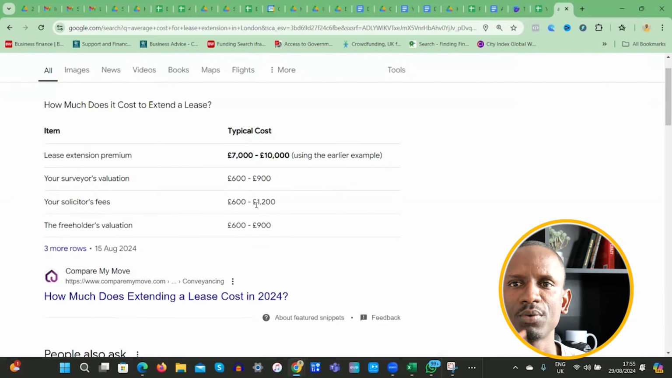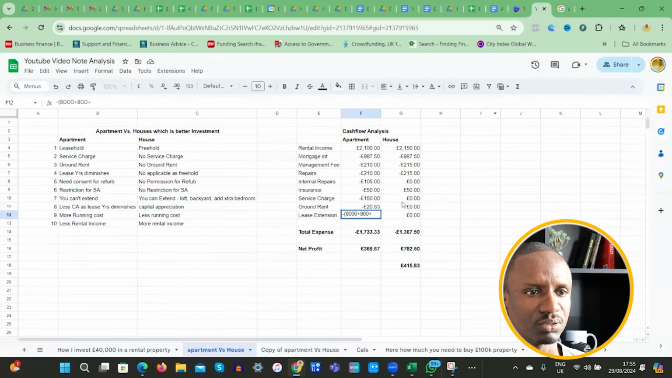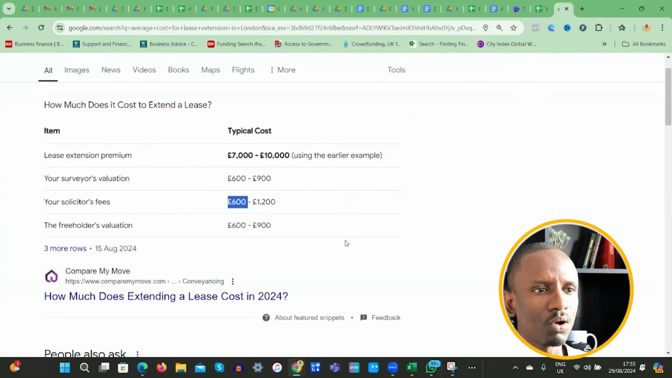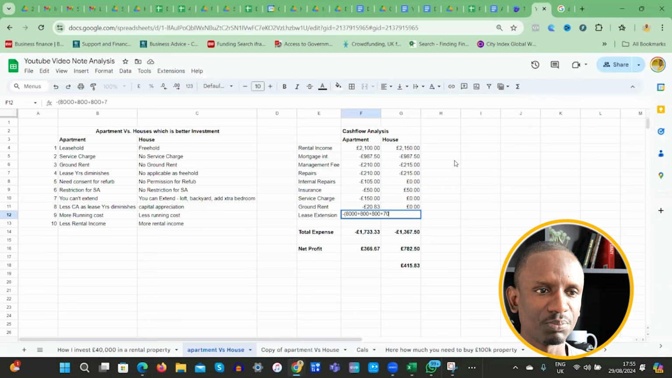Plus, we also have solicitor fee. We're not going to go for 1,200. Let's just estimate that to be about 800 pounds. So we add another 800 pounds here. Plus, we also have our freeholder valuation. This is for them to value the land where the property sits. That would also cost you about 600 to 900 pounds. Let's just take 700 pounds for that as well. So you put 700 pounds here.